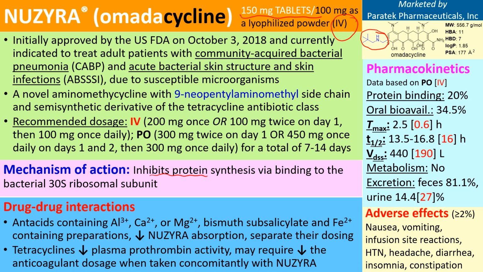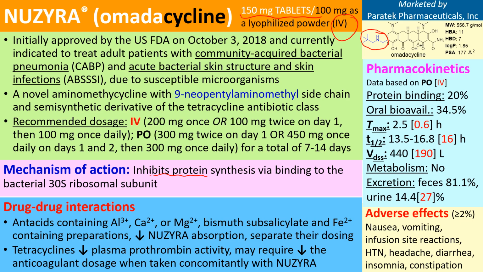Pharmacokinetically, protein binding is about 20%, oral bioavailability 34.5%, Tmax 2.5 hours, but for the IV dosing, Tmax is about 0.6 hours. Half-life for oral dosing ranges from 13.5 to 16.8 hours. For IV dosing, half-life is about 16 hours. Volume of distribution at steady state for oral dosing is 440 liter. For IV dosing it is 190 liter.